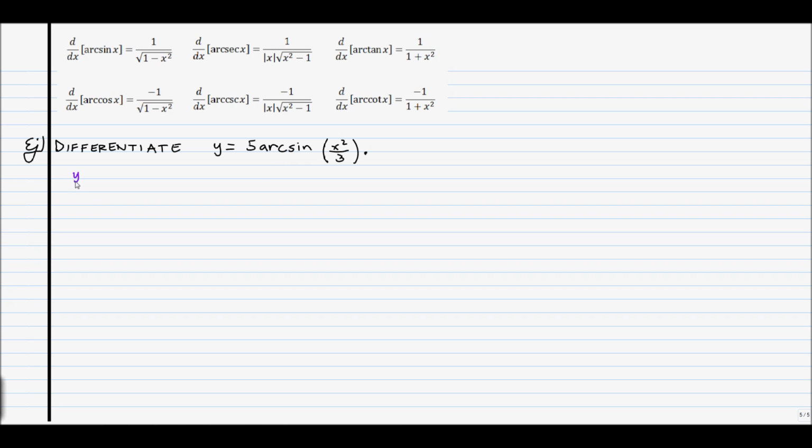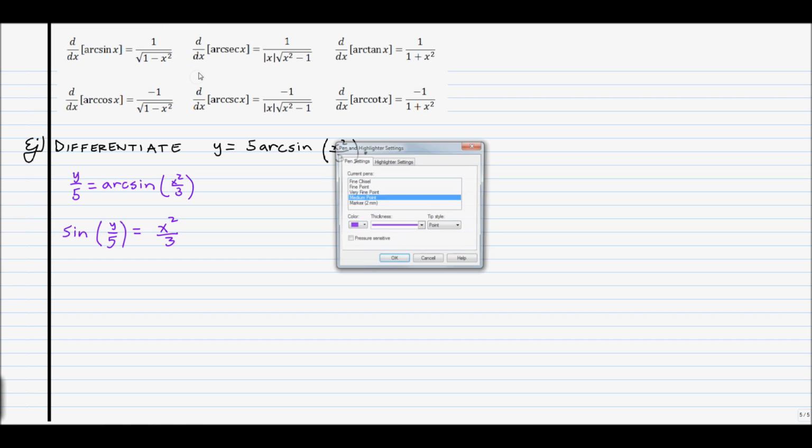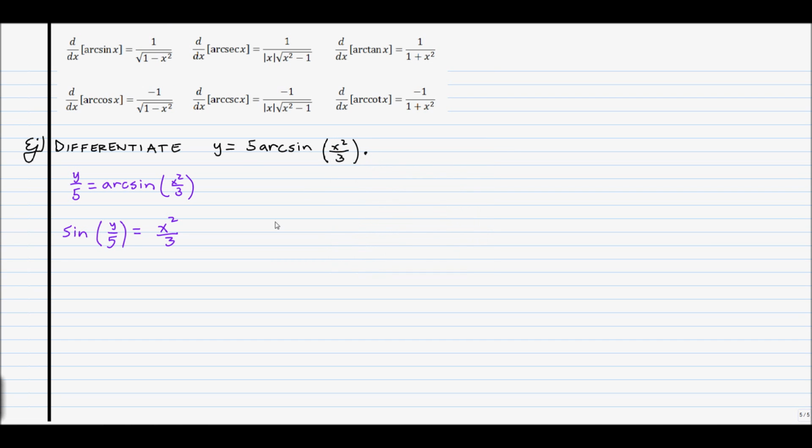If this is true, it means that y over 5 is equal to the arc sine of x squared over 3. And that means, if we go one step further, that the sine of y over 5 is equal to x squared over 3. Think about it for a second while I fix that 5. This expression means exactly the same thing as what's written up there. The reason we did that is because it's going to be a lot simpler to play with and differentiate.